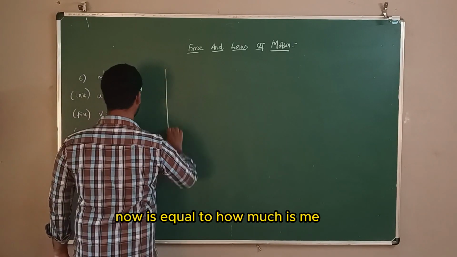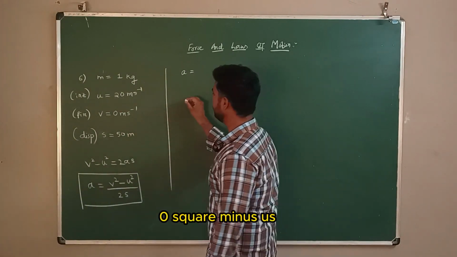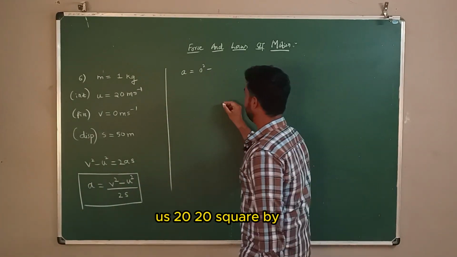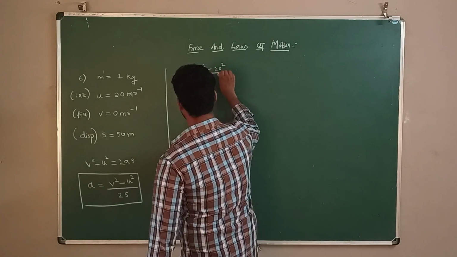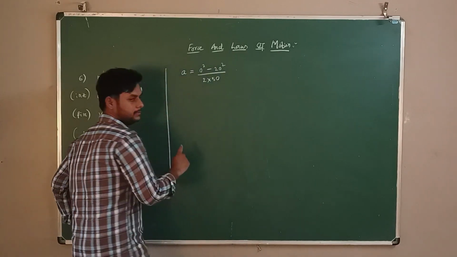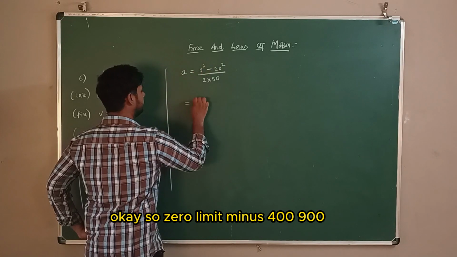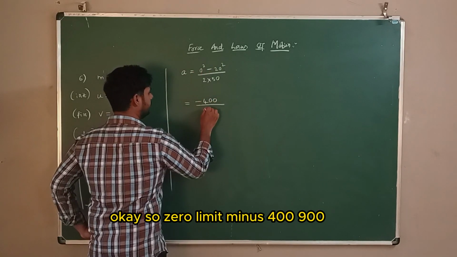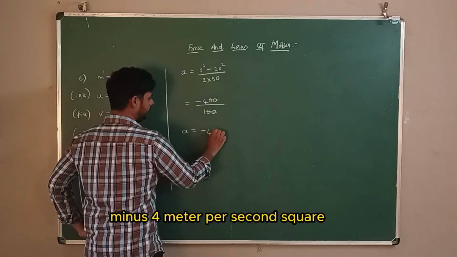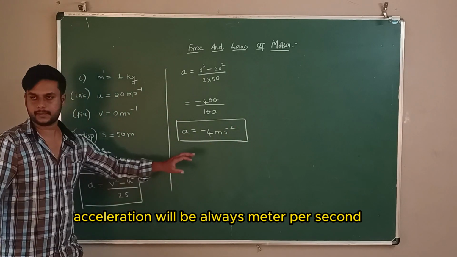I will try to apply all the things now. a is equal to v square minus u square by 2s. v is 0, u is 20, so 0 minus 20 square, by 2 into s, which is 50. Understood how I did? So 0 leave it, minus 400 by 100, minus 4 meter per second square. Acceleration will always be meter per second square.